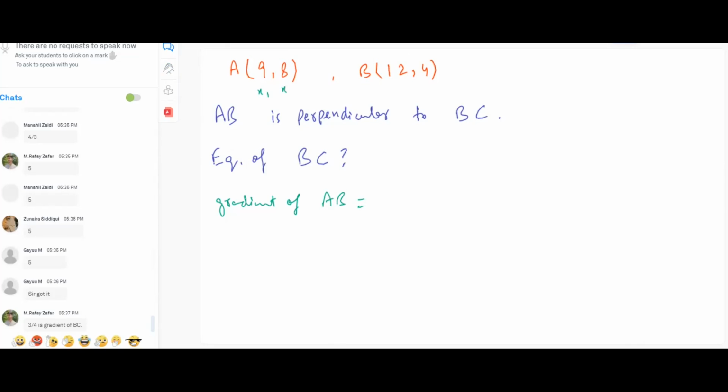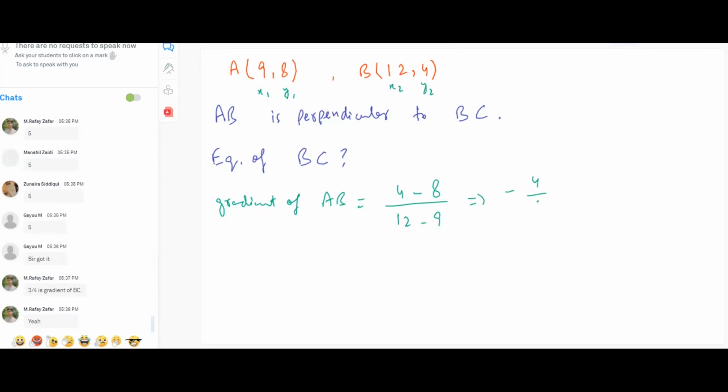Let's just mark the points here. This is x1, y1. This is x2, y2. What do we do? y2 minus y1. So that's 4 minus 8, divided by x2 minus x1, that's 12 minus 9. Rafe, I think you've done it the other way around. Achha, BC gradient. That's very good. Yeah, so aapne directly BC ka bataya. So gradient of AB is going to be minus 4 over 3, right?